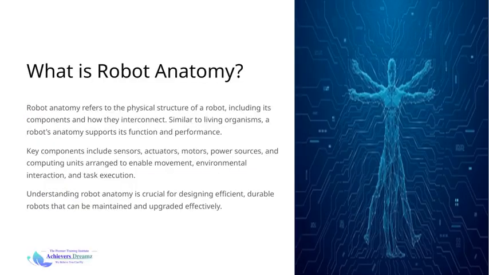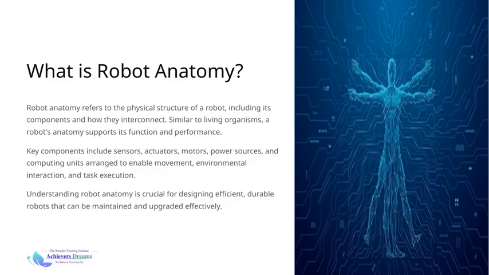So, what exactly is robot anatomy? Well, it refers to the physical structure of a robot, the actual components that make it up, and how they connect and work together. Think of it a bit like a living organism. Just as our bodies support our functions and performance, a robot's anatomy is designed to do the same for its tasks. Key components include sensors, which help the robot perceive its environment, actuators and motors that enable movement, power sources that keep everything running, and computing units that process information and make decisions.